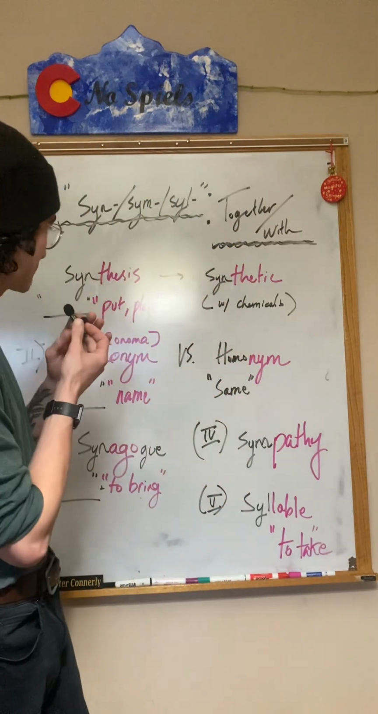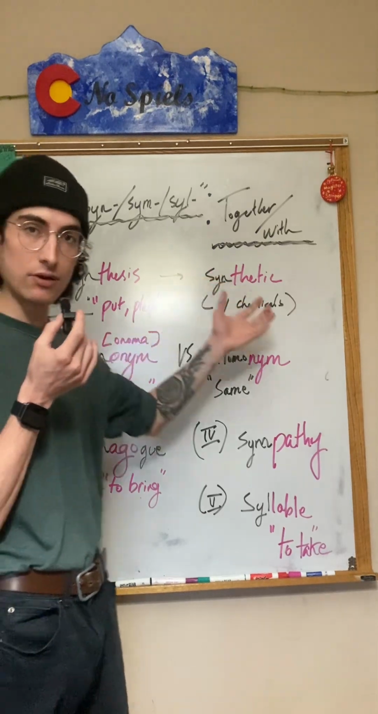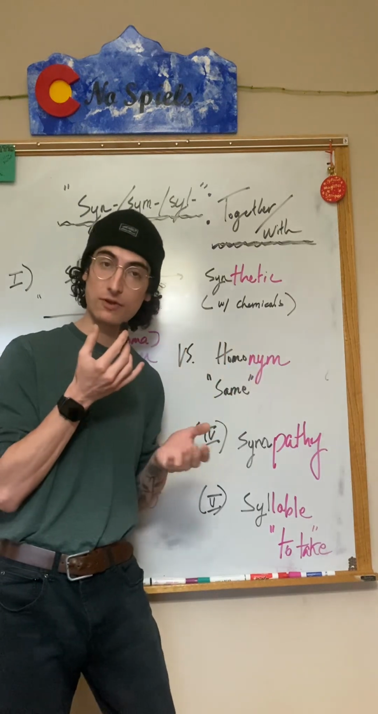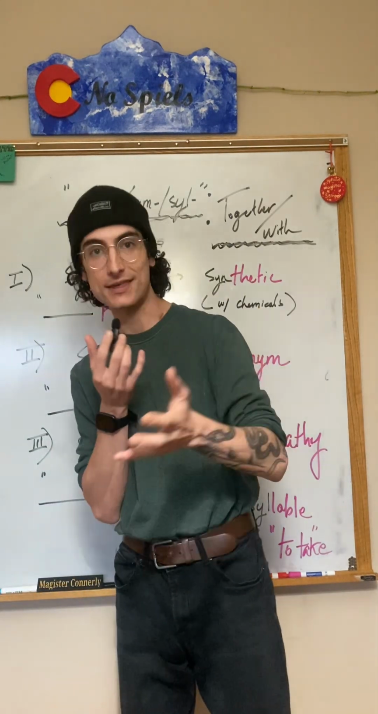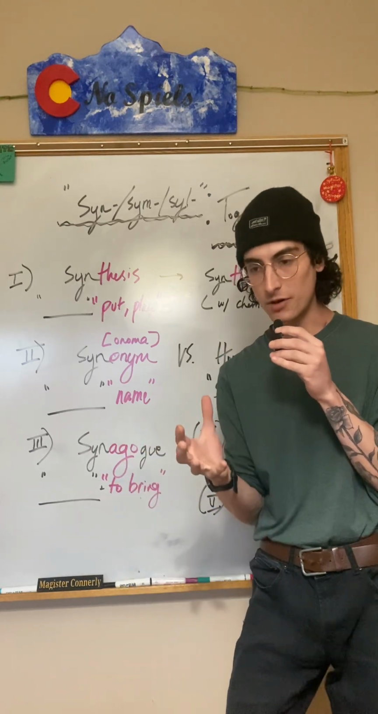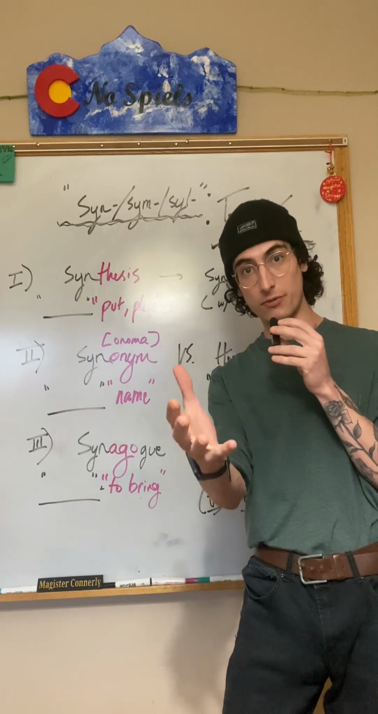And this is where we get the term synthetic, right? Because synthetic materials are just materials that are put together with chemical compounds that we've manufactured. That's what plastic is. It is a synthetic material where we've taken all of these chemical compounds and put them together. It's where we get photosynthesis, remember?